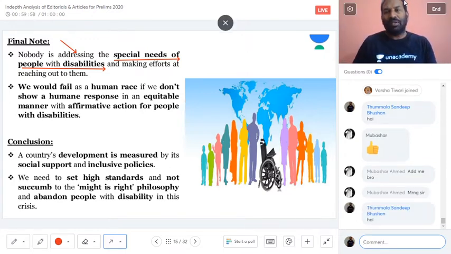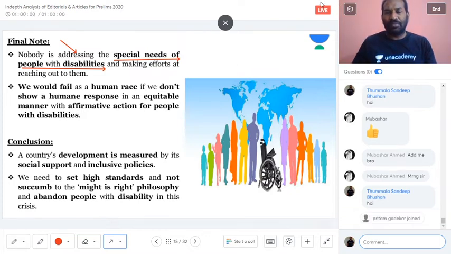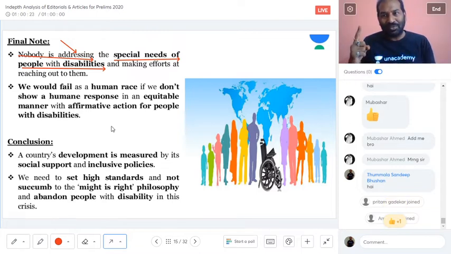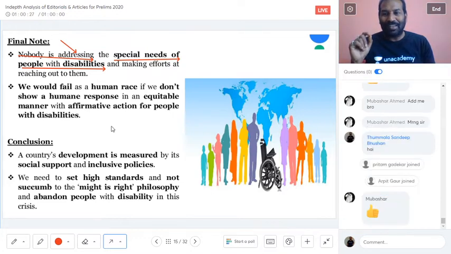And those who are people with disabilities, or part of the PWDs, nobody is addressing them. That is why it is a trending topic. Please do understand now, because nobody is addressing the issue of PWD, that is why it is a trending topic I have taken. When nobody is concentrating on an issue, that is what is trending. That is what you need to focus on. That is what you all as civil servant aspirants have to focus on.